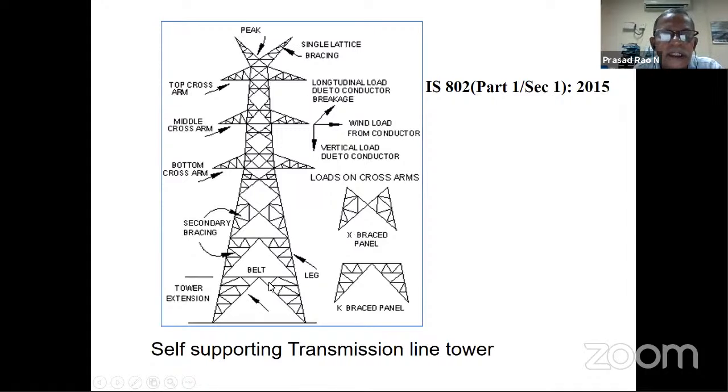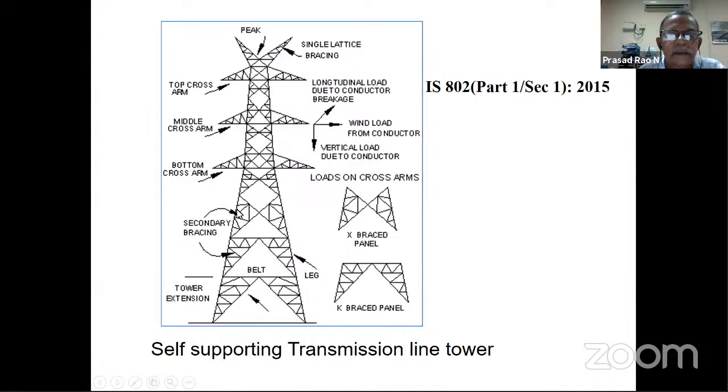Then if you come to the structural level, we have a configuration. Basically it's a cantilever structure anchored to the foundation. If you see here, this is called a panel. Since the shape is like a K, we call it a K bracing panel. K brace panel, you can see on the right side. And then next is the X bracing panel.